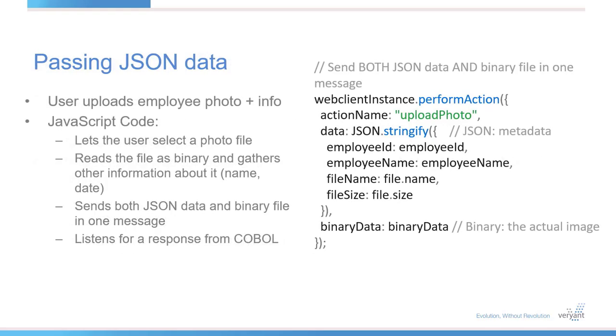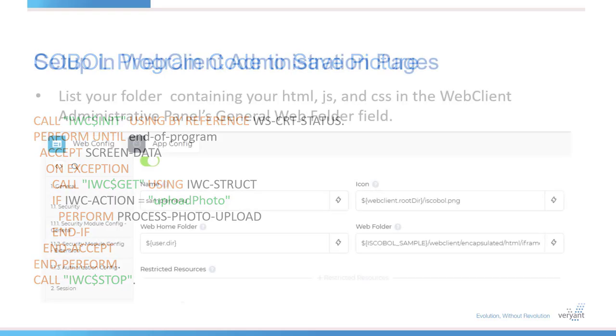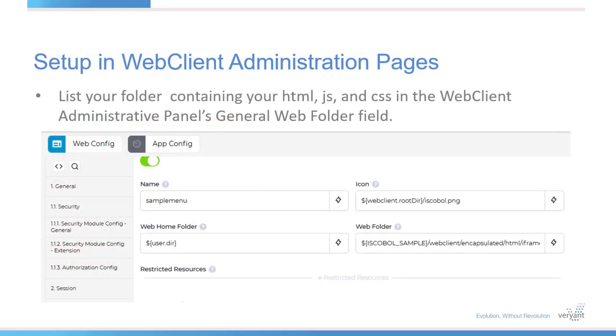So in the case of a photo, the user would upload an employee photo and give some information about that photo, and the JavaScript would facilitate that, get that information. And then it will send the photo and the extra information to the COBOL program. On the COBOL side, you're going to use IWC $get to get that photo. So those are the three main communication ways between the JavaScript and your COBOL program.